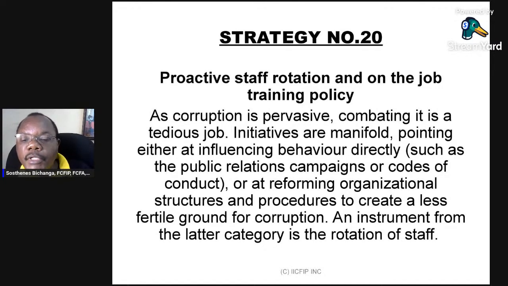Organizations can also benefit immensely by implementing the staff rotation policy. The staff rotation policy also improves skills of staff and prepares them to take over from their seniors when they retire or when they have been promoted to much more senior positions.